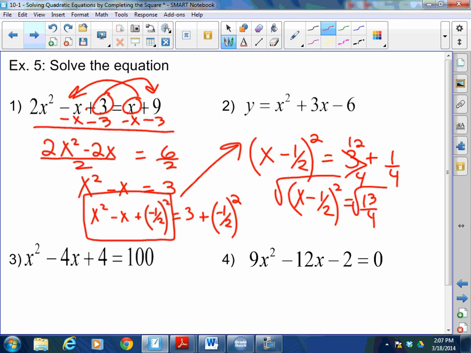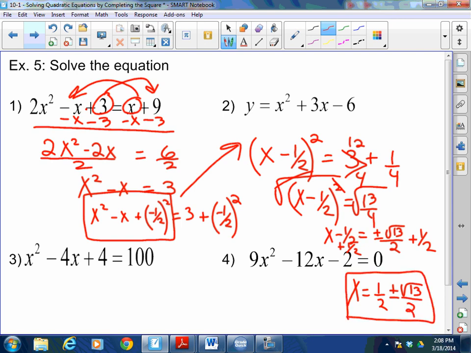Square root both sides to cancel out the power of 2. So I got x minus 1/2 equals plus or minus square root of 13 over 2. Do you see that? Because the square root of 4 in the denominator comes out to be a 2, correct? Guys, you with me? Add the 1/2 to both sides, and you will have x equals 1/2 plus or minus square root of 13 over 2. Does that make sense? You give me your word.